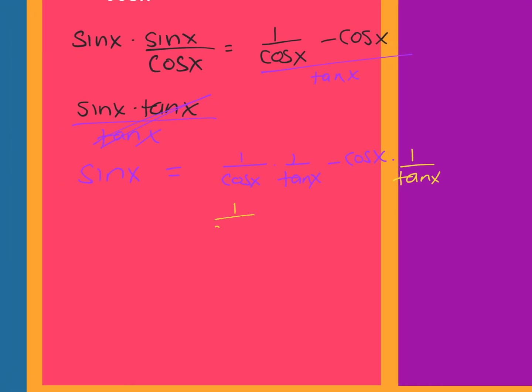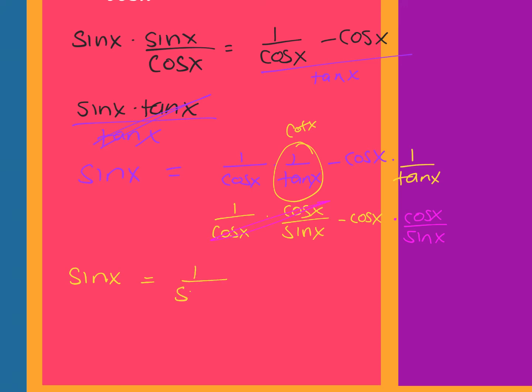So I could cancel out the cosine, so it would be cosine x over sine, right? Because this is the same thing as cotangent x. Minus cosine x times cosine x over sine. So these you canceled? Yeah. And then I was left with minus cosine squared x over sine.